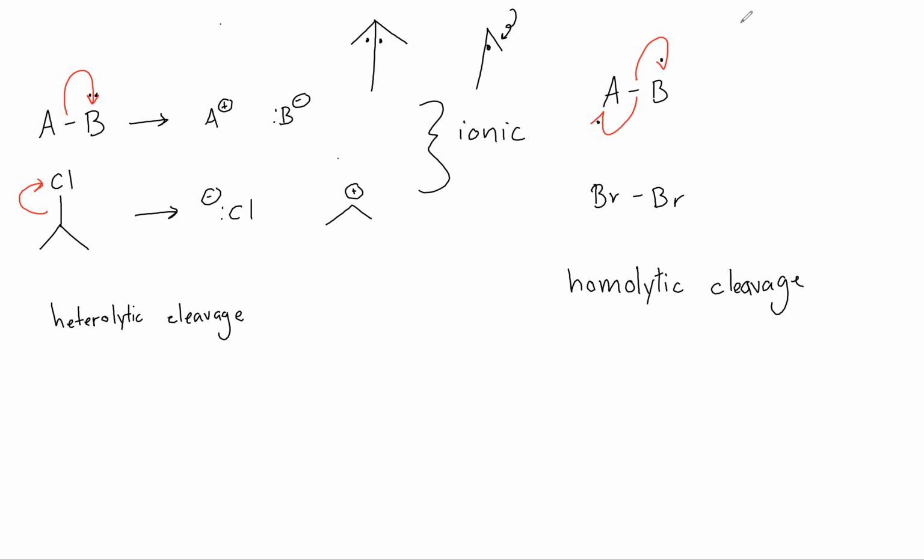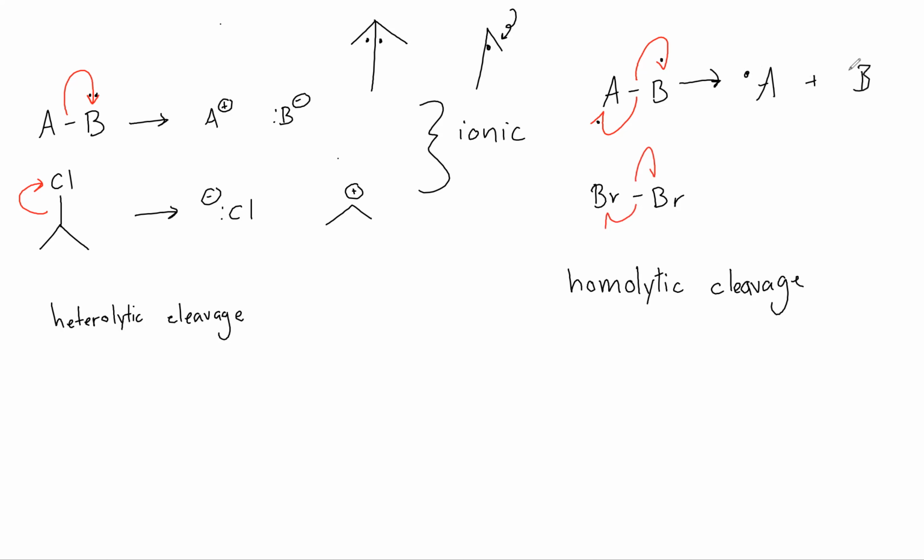You may also see this referred to as a fishhook arrow because it kind of looks like a fish hook that a fish would take a bite out of. But I usually call them half-headed arrows, but fishhook arrows are exactly the same thing. And so when we represent this with a bromine here, we'd see arrows like this. And so then what happens is we end up with two radicals.